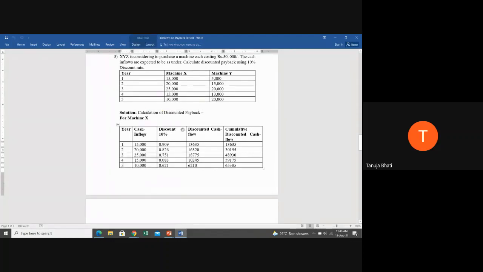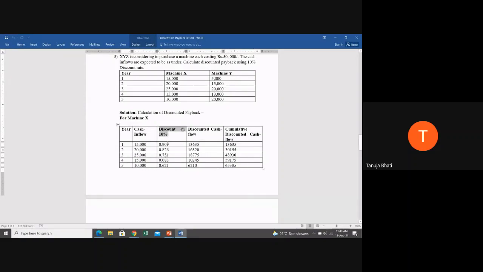Write the cash inflows, that is 15,020 as it is. Just write it down here. Next, in case of discounted payback, first you have to bring all these returns to their present value. So can you all tell me this discount rate at the rate of 10% is given here?